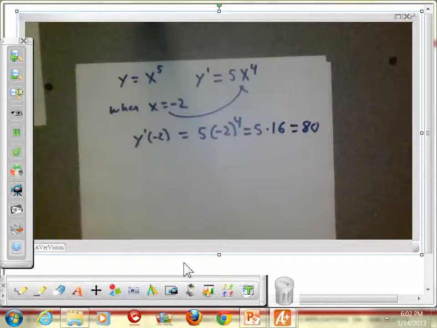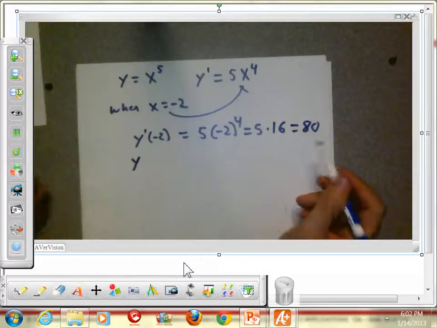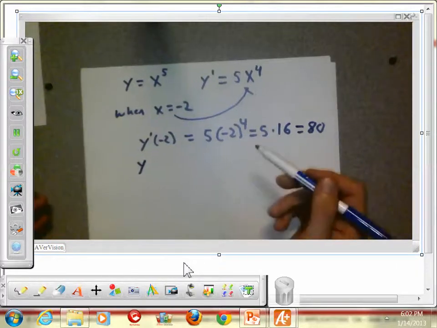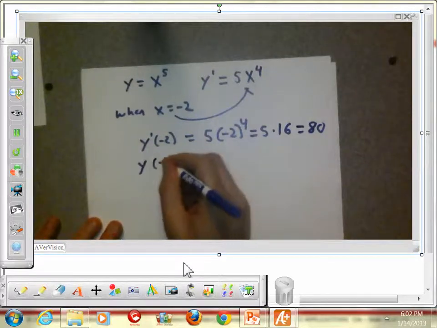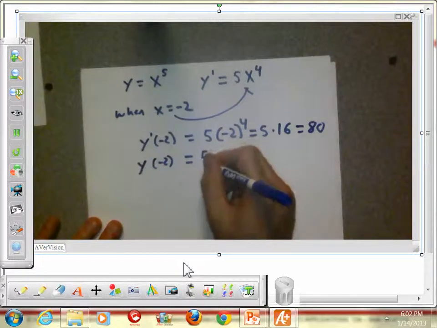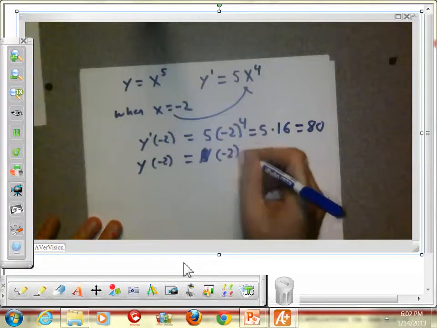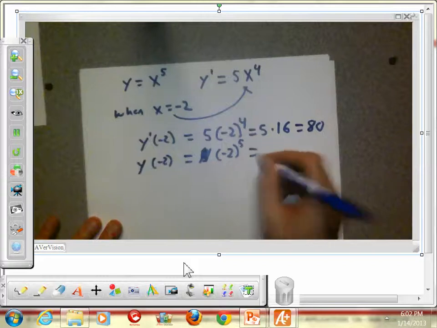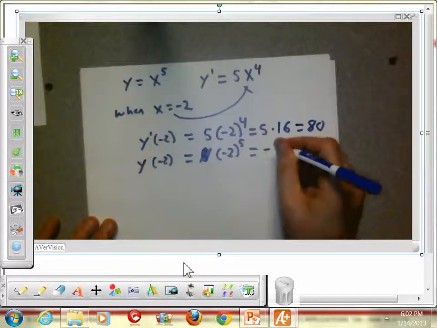And what is the value of the function when x is -2? Well, the value of the function, if we don't want to know how fast it's changing, we just want to know what is the value of the function when x equals -2. We just say y of -2 is going to be equal to -2 raised to the fifth. Well, 2 raised to the fourth is 16. 16 times -2 is going to be -32.